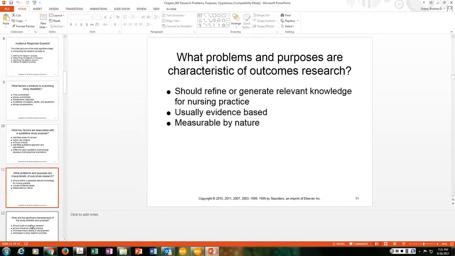What problems and purposes are characteristic of outcomes research? Outcomes research should refine or generate relevant knowledge for nursing practice. It's usually evidence-based and it's measurable by nature. So outcomes research, really we have not talked about that very much, except perhaps just in passing. But outcomes research is research that focuses on the end result of patient care and the effectiveness and quality of healthcare interventions and health services.